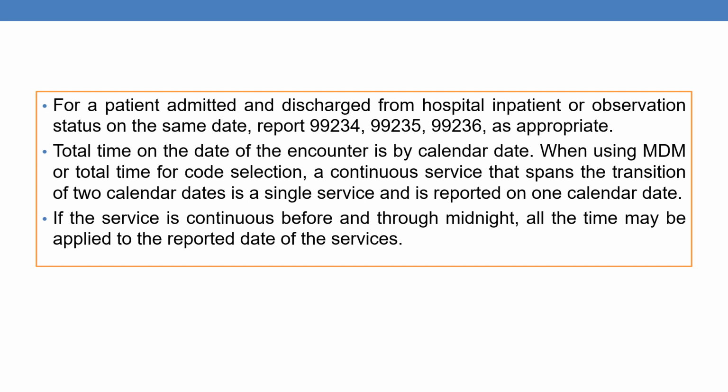The continuous service which spans the transition of two calendar days is a single service and is reported on one calendar day. And if the service is continuous before and throughout the midnight, all the time may be applied to report the date of services. These two are important points. When there is a continuous service that spans the transition of two calendar days, suppose the patient is admitted at 11 p.m. night, then there is a transition of two calendar days.